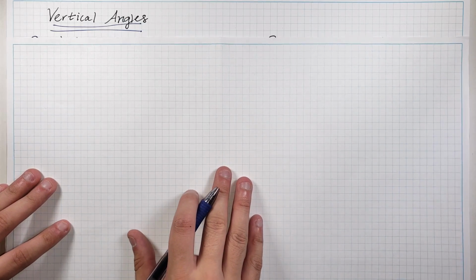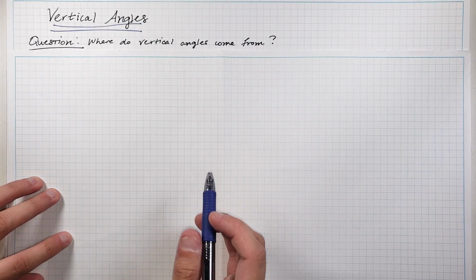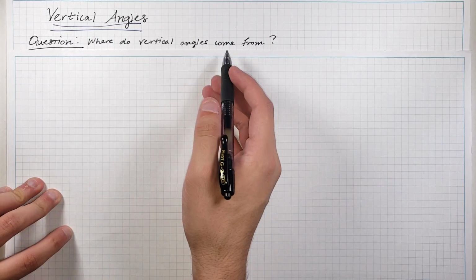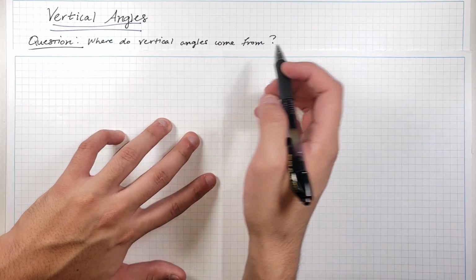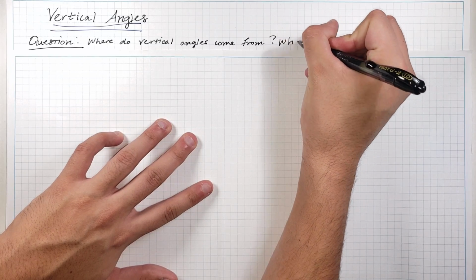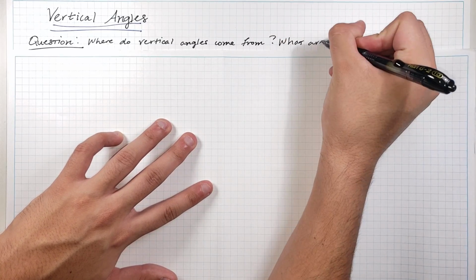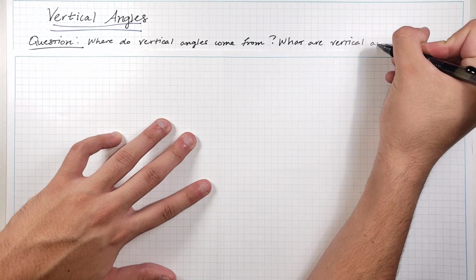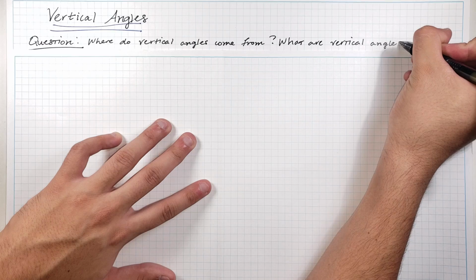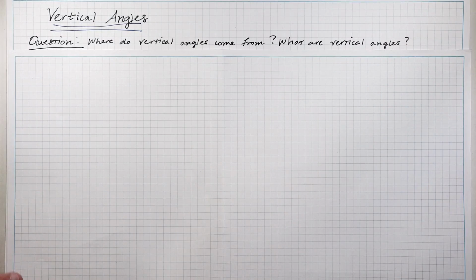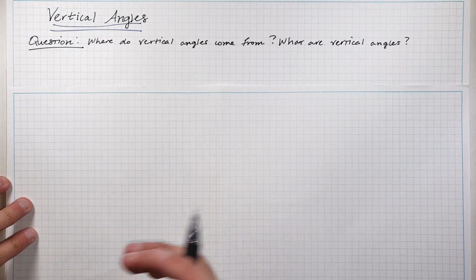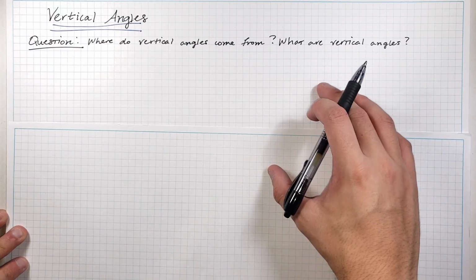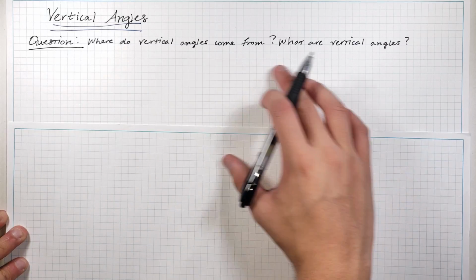Alright, so let's ask ourselves this question real quick. Where do vertical angles come from? And not only that, but what are vertical angles in general? So maybe we'll start off with a little sentence real quick, and then I'll get into some geometry explanation after that.